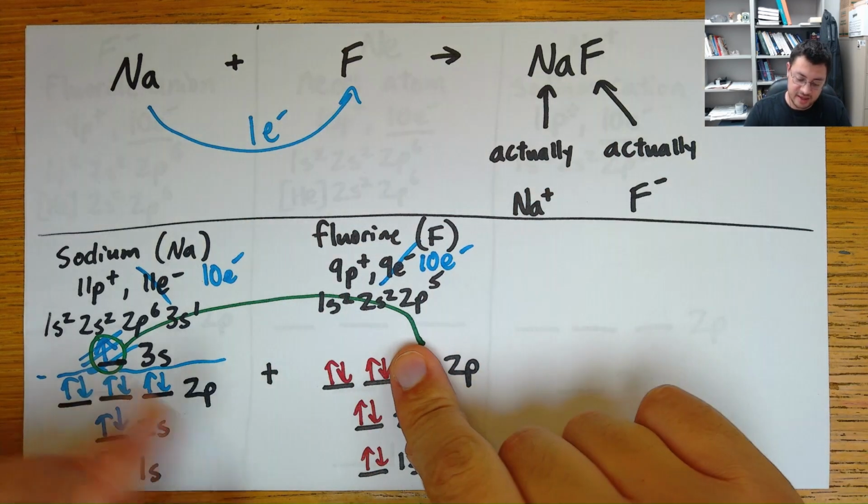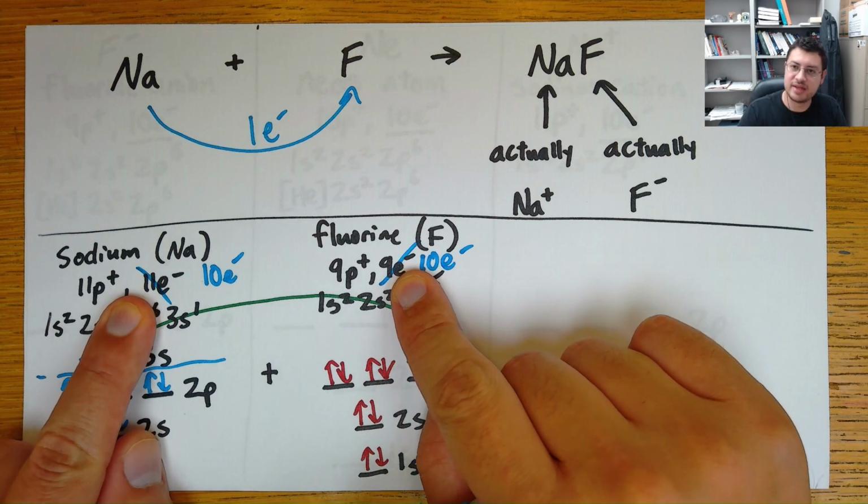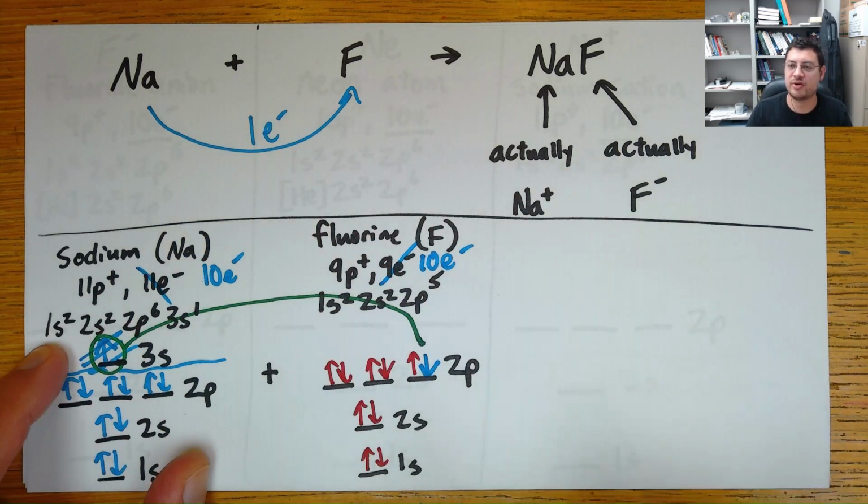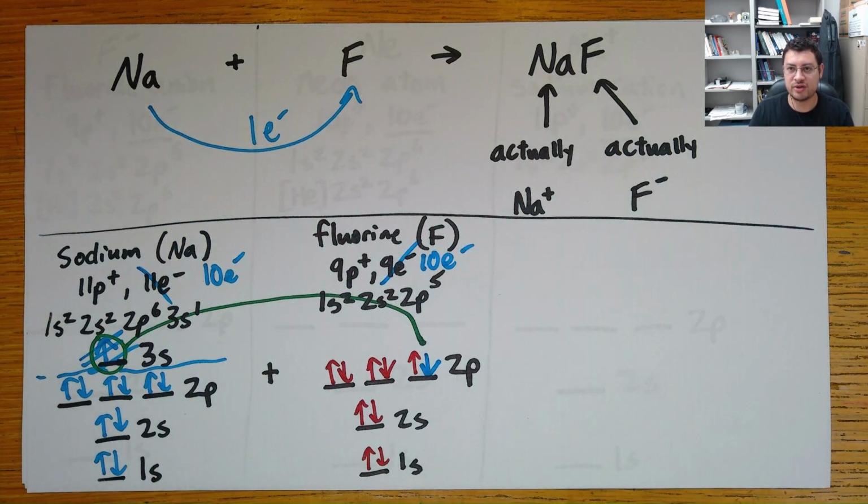We had 11 plus 9 before. That's 20 electrons in this little universe, and now it's 10 plus 10. It's still 20 electrons. So in chemistry, you don't create or destroy electrons. Chemistry is just a movement of electrons.